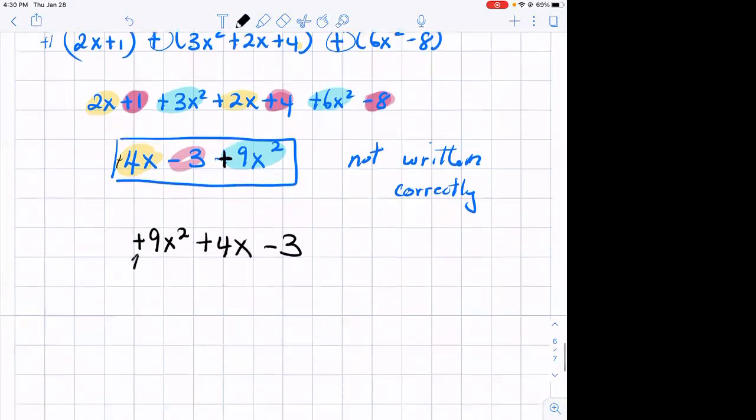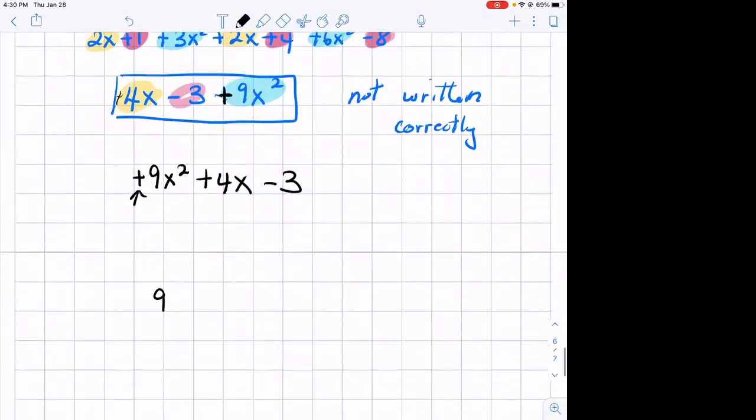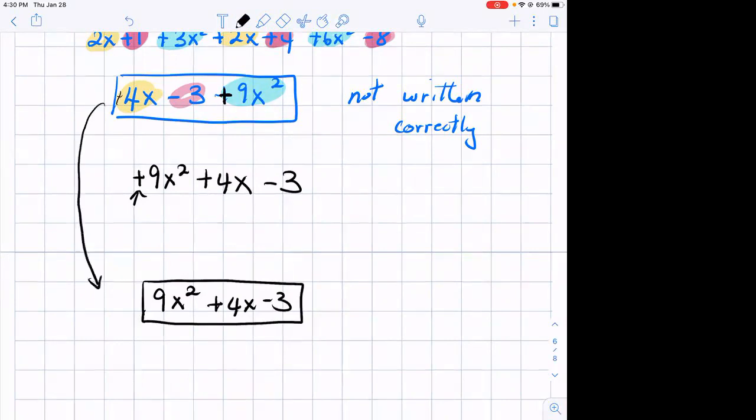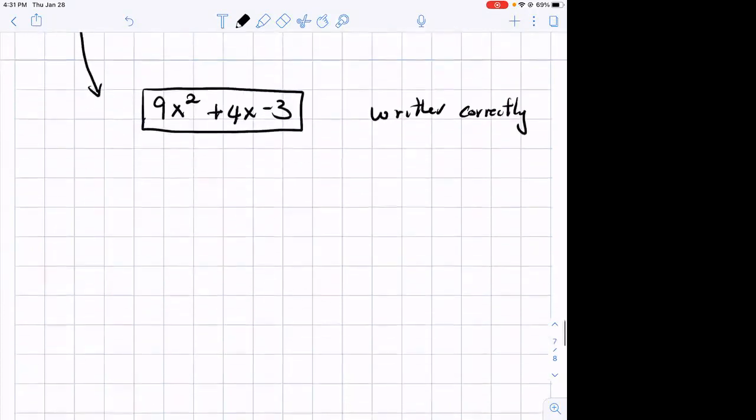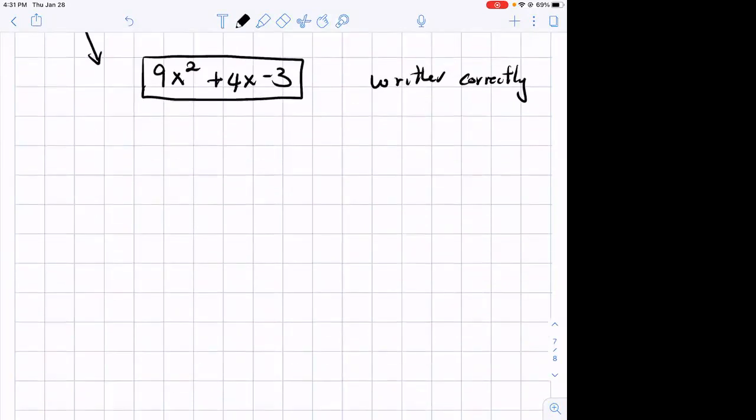Now, we don't usually write the plus sign here, so to make it a little bit nicer, 9x squared plus 4x minus 3. And this is our correct, or proper way of writing it. So these two answers are the same, okay? Same answer. Just this one here is written correctly. So those are the various ways of adding polynomials. Now let's look at some subtracting.